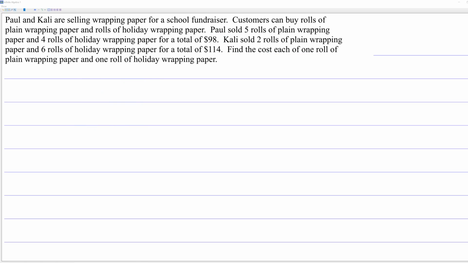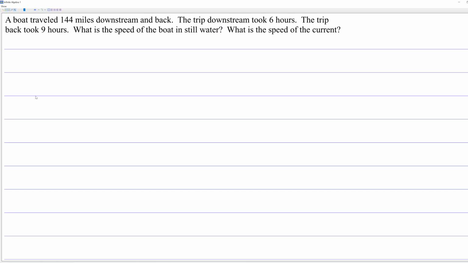Okay, let's do another example. This one is a little bit trickier. So we have a boat that traveled downstream and back. So I'll use my amazing artistic skills to draw a river. So there we go. There's a river. And we'll say the river is flowing left to right on my screen.